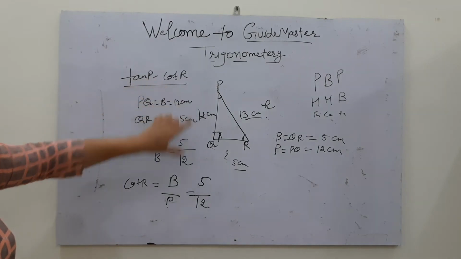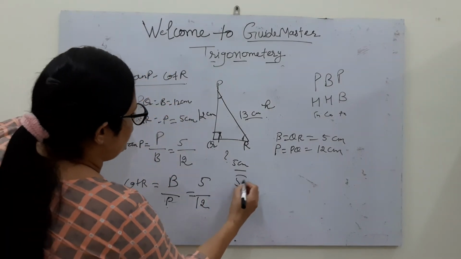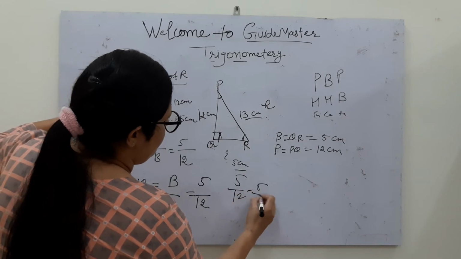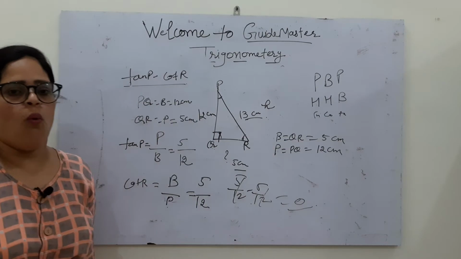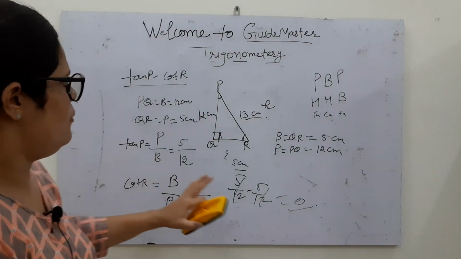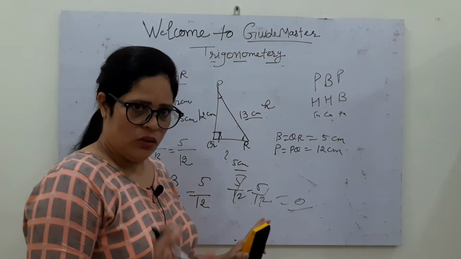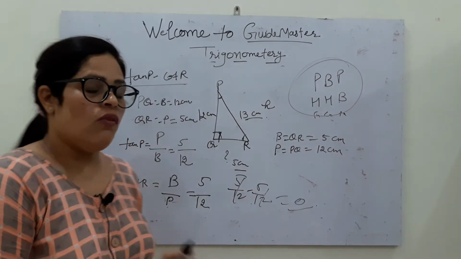Now we have to subtract cot R from tan P. Just put the values. It becomes 5 upon 12 minus 5 upon 12. They cancel out. Answer is 0. So simply using Pythagoras theorem and this Pandit Badri Prasad Har Bole, you can solve all the questions.